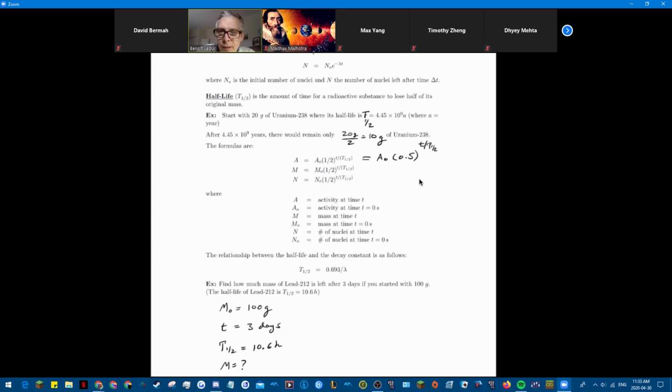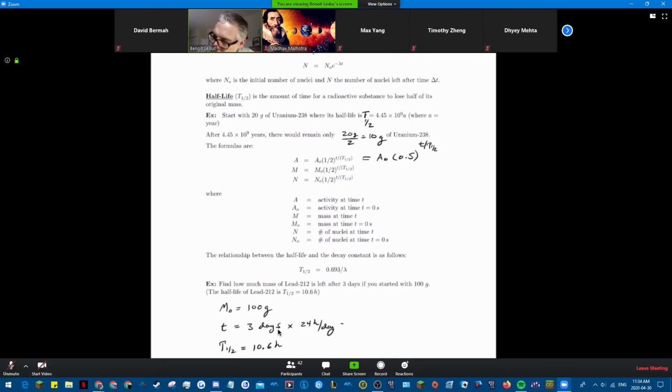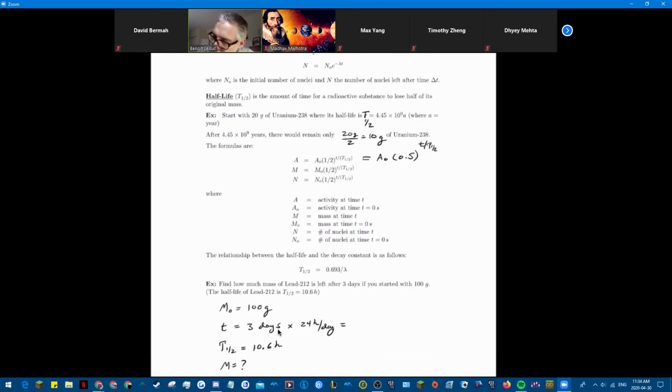Notice here that it's a ratio, t over the half-life. If it's a ratio, then it has to have the same unit of time. So either you change this into hours or you change this into days. Well, it's a lot easier to change days into hours, so that's exactly what I'm going to do. You have 24 hours per day, which gives 72 hours. So it's very important that the half-life and the time be in the same unit.